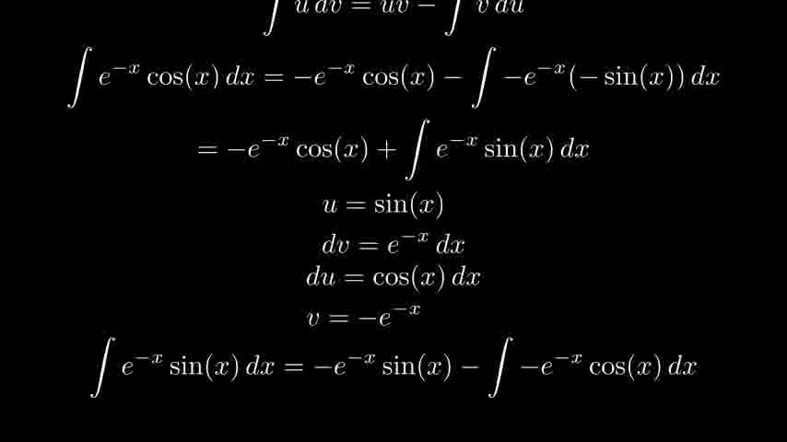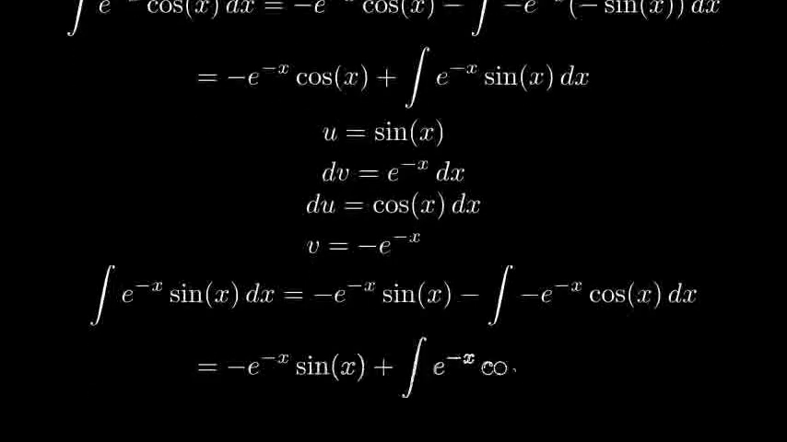We have negative e to the power of negative x times sine of x minus the integral of negative e to the power of negative x times cosine of x dx. This resolves back to our original integral, completing the cycle.